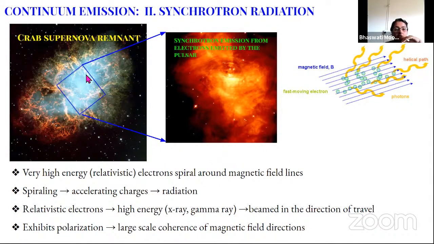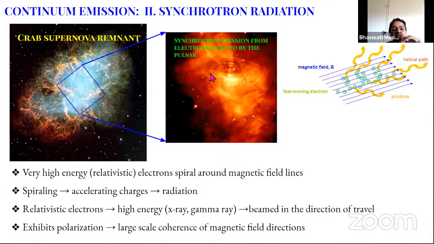But if you zoom into the center of it, this is a supernova which happened in our galaxy, the Crab supernova remnant. At the center of it, there is a neutron star. Now, neutron stars, I won't go into the details, but this is a pulsar, basically a pulsating, rotating neutron star.